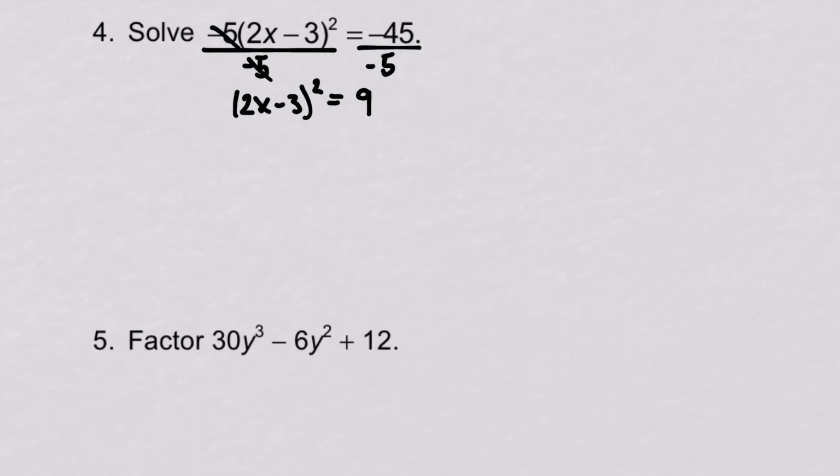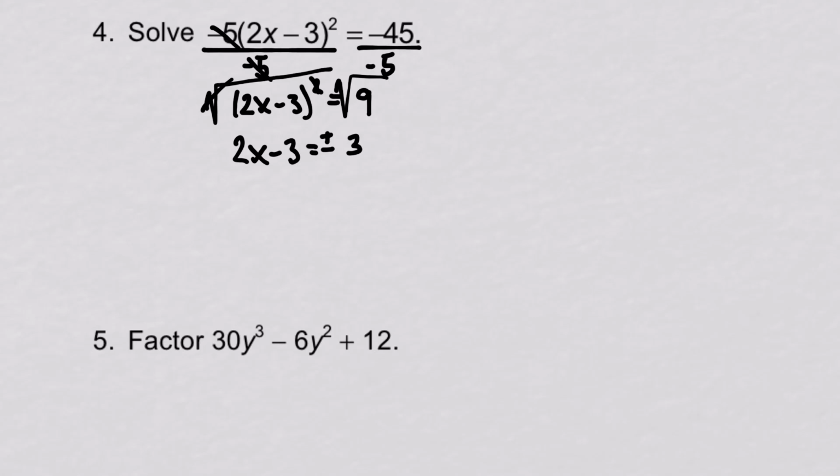I want to get rid of this square, so I'm going to take the square root of both sides. That cancels, leaving me with 2x minus 3 is equal to, here's where the mistake usually happens, not just 3, but plus or minus 3, right? The square root of 9 is not just 3, it's positive or negative 3. There are two solutions here. Okay, and finally we're going to solve it.